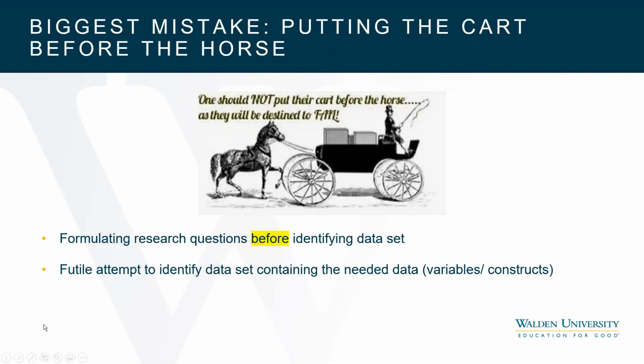So you can see now that you should never, ever, ever start formulating your research questions before identifying and getting your hands on the data set or the code book or whatever information you can, so that you know that your research question is aligning with the data set. That's a very, very critical mistake that's made. And so we want to make sure moving forward that you do not make that mistake.